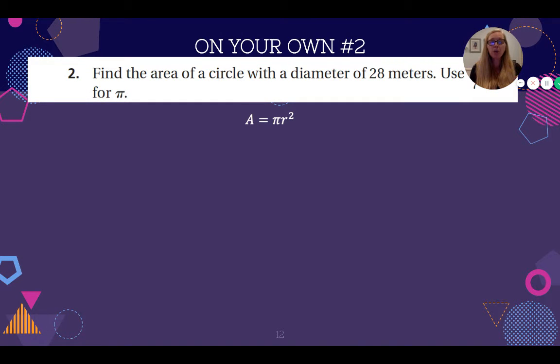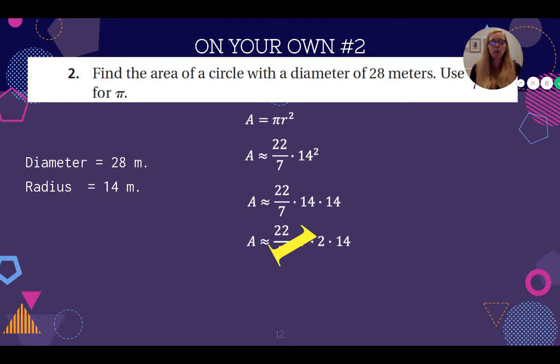On your own number 2, we were given the diameter of 28 meters. 28 is a multiple of 7, so we will be using the fraction approximation for pi. So our area equals 22 over 7 times 14 squared. I'm going to decompose and look for that equivalent form of 1.